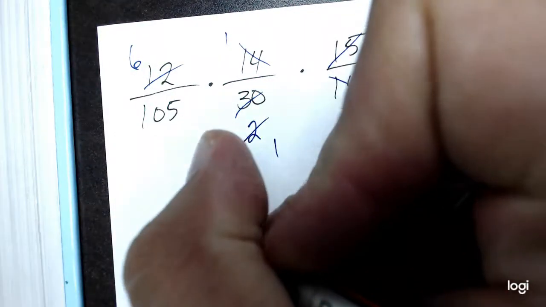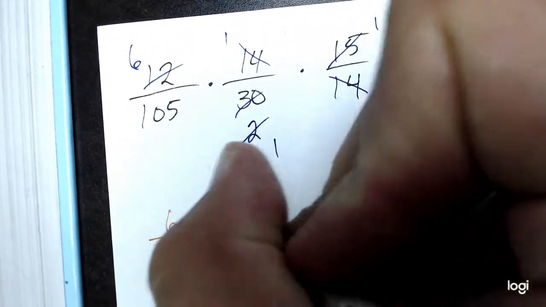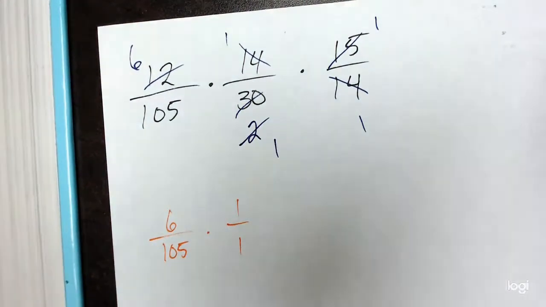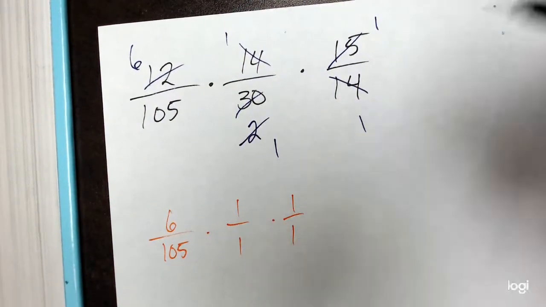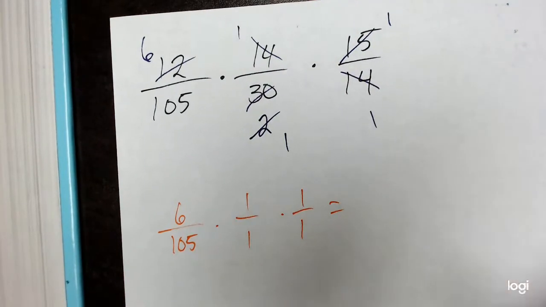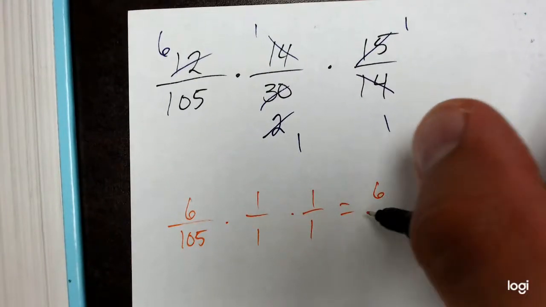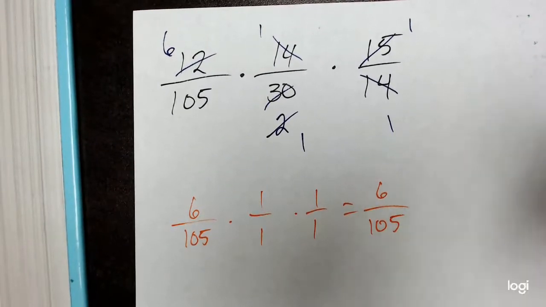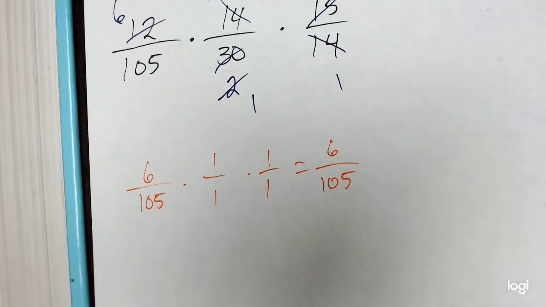So the first number is now 6 over 105. The second number is now 1 over 1. The third number is now 1 over 1. And then I can multiply to get my answer. 6 times 1 times 1 is 6. 105 times 1 times 1 is 105. Now I have to check and see if this can be reduced.